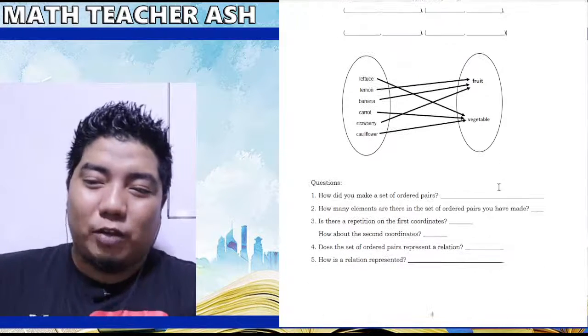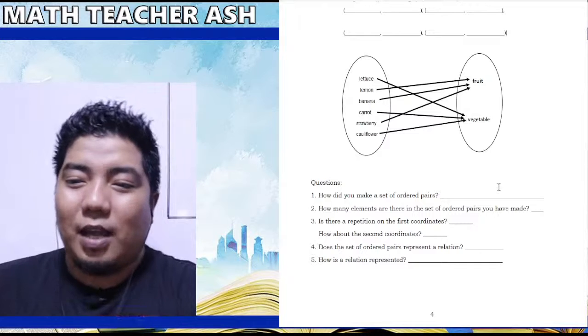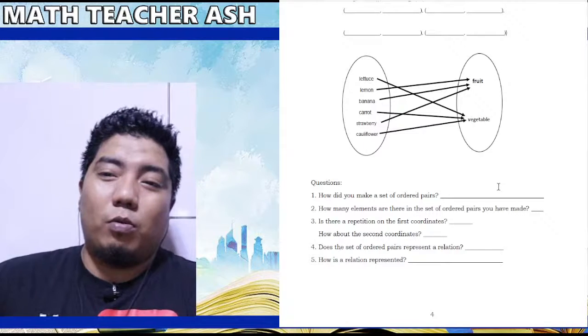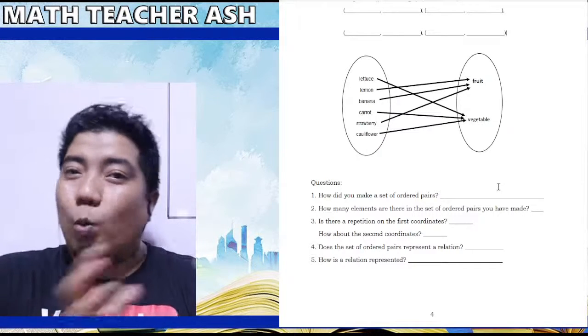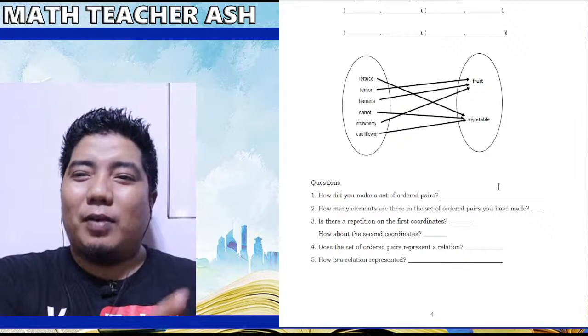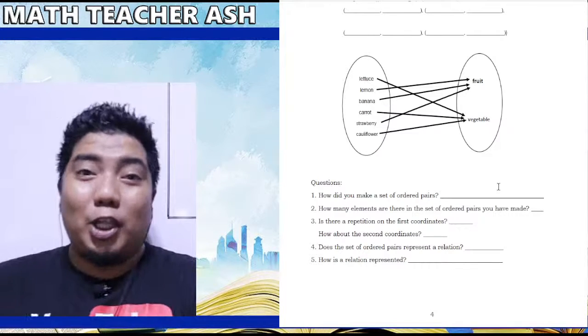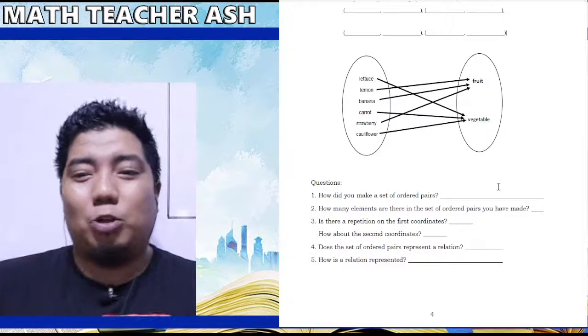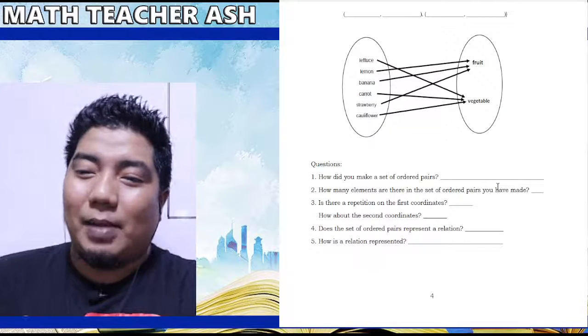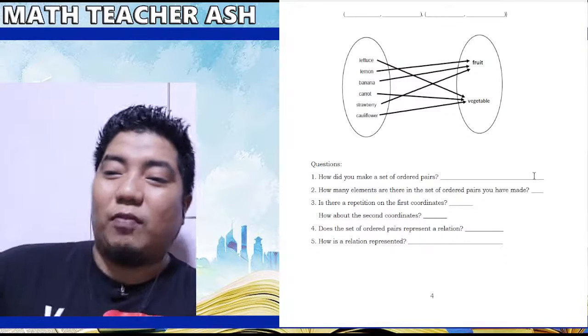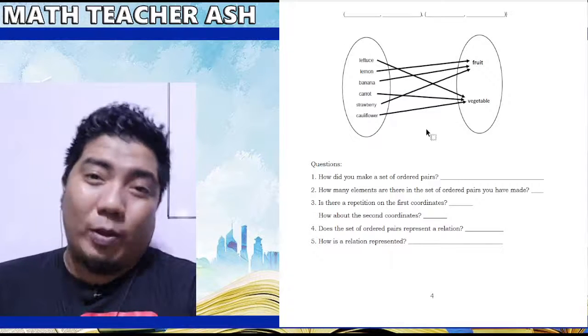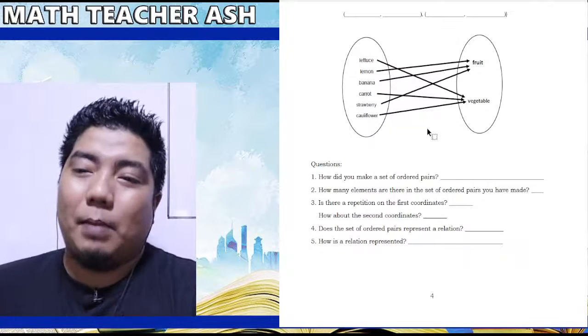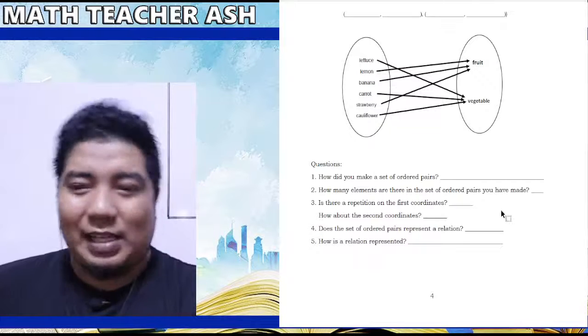So, there are also follow-up questions here. How did you make a set of ordered pairs? So, we just get one member from the first group going to the second group in terms of the relationship to the arrow. Okay. Next is how many elements are there in the set of ordered pairs made. So when we say elements, ilang mga members yon. Okay, so ilan sa left, ilan sa right.